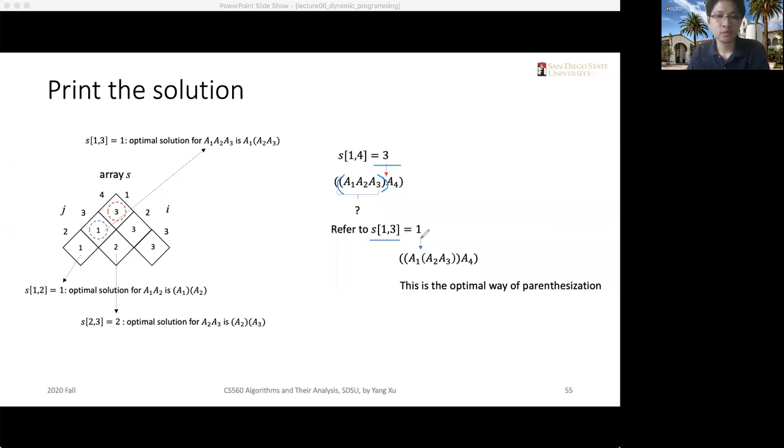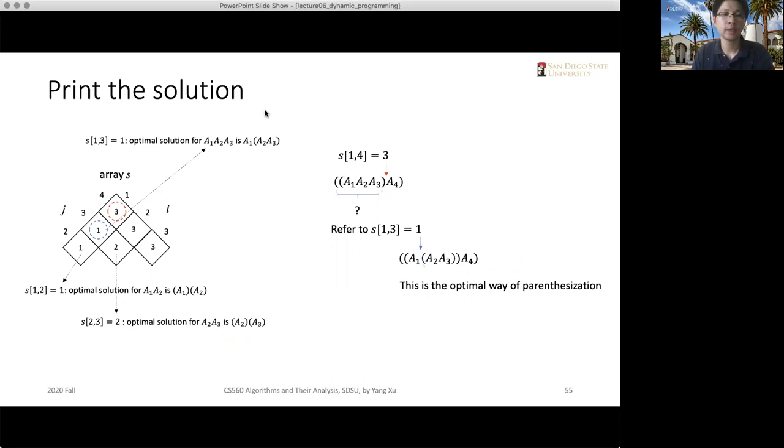So S13 is 1, as in this blue circle, which means that the best way to compute A1 times A2 times A3 is to parenthesize A2 and A3 together. Okay, and for A2 times A3, it directly tells us it's 2, which means there's no way to further split, right? So altogether, by referring to the S matrix, it's easy to obtain the optimal way of parentheses.